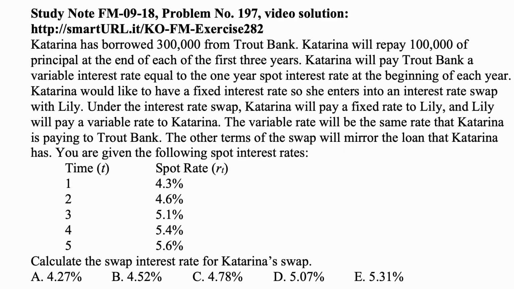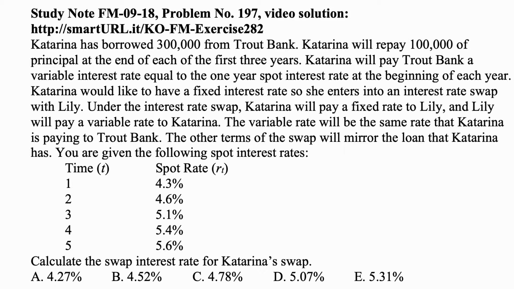Katerina will pay Trout Bank a variable interest rate equal to the 1-year spot interest rate at the beginning of each year. Katerina would like to have a fixed interest rate so that she enters into an interest rate swap with Lily. Under the interest rate swap, Katerina will pay a fixed rate to Lily, and Lily will pay a variable rate to Katerina. The variable rate will be the same rate that Katerina is paying to Trout Bank. The other terms of the swap will mirror the loan that Katerina has.